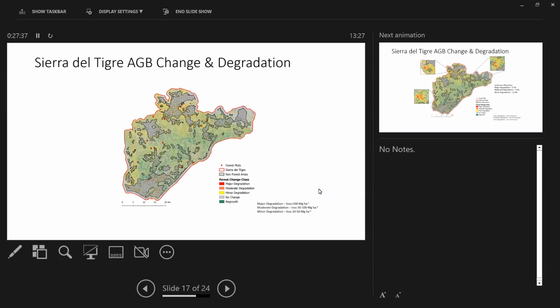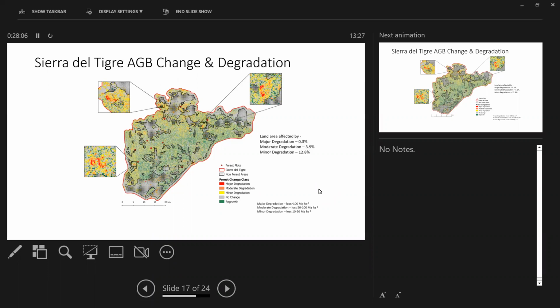What we did is group our data into different degradation levels: minor, moderate, and major degradation. A minor degradation event was a loss of between 10 to 50 tons per hectare. Moderate was between 50 and 100, and major was over 100 tons per hectare. So you can see here we have the green areas that are growing, and then a yellow to red alert color system to point out the degradation.